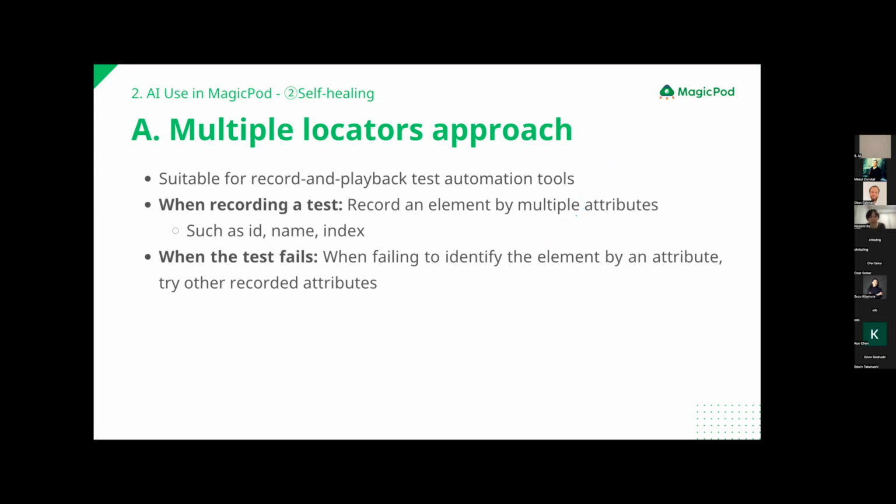When a test is recorded, the tool records each UI element by the best attribute like ID. But at the same time, other attributes such as name, index, class, and so on are internally saved. And when the test is executed and the best attribute ID does not work anymore, the tool tries to find the correct element by using other recorded attributes.